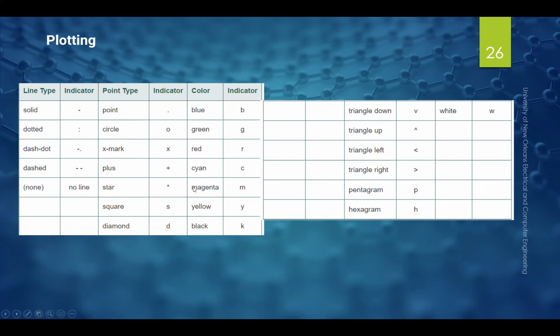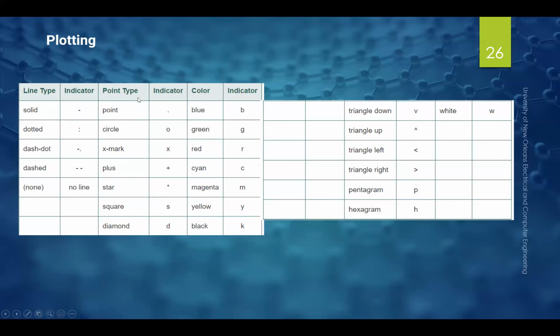You can also change the colors of your lines, right? As you can see here, by an indicator, with each color, blue is B, green is G, and so forth. So you can change that. And you can also change the line type. So if you want a solid line, use a dash. If you want a dashed line, you use a double dash, and so forth. If you don't specify the line, then there won't be a line, like I did before here.